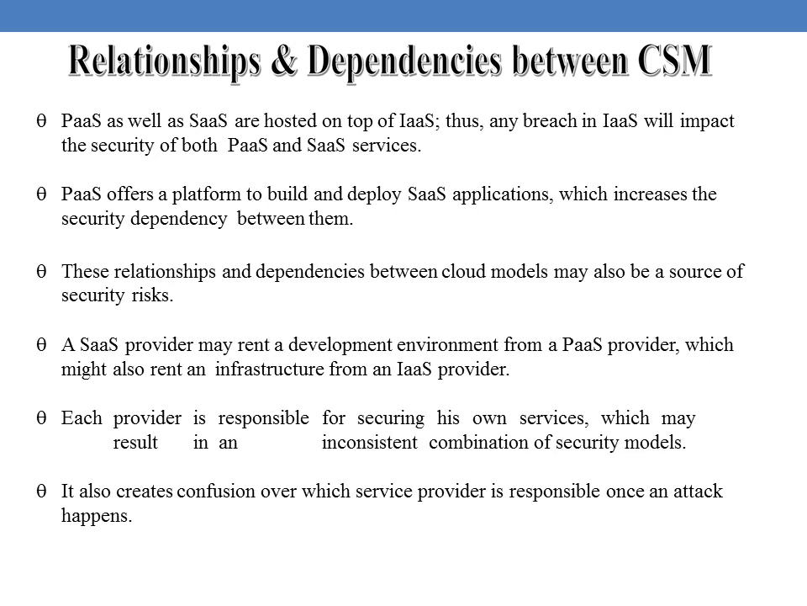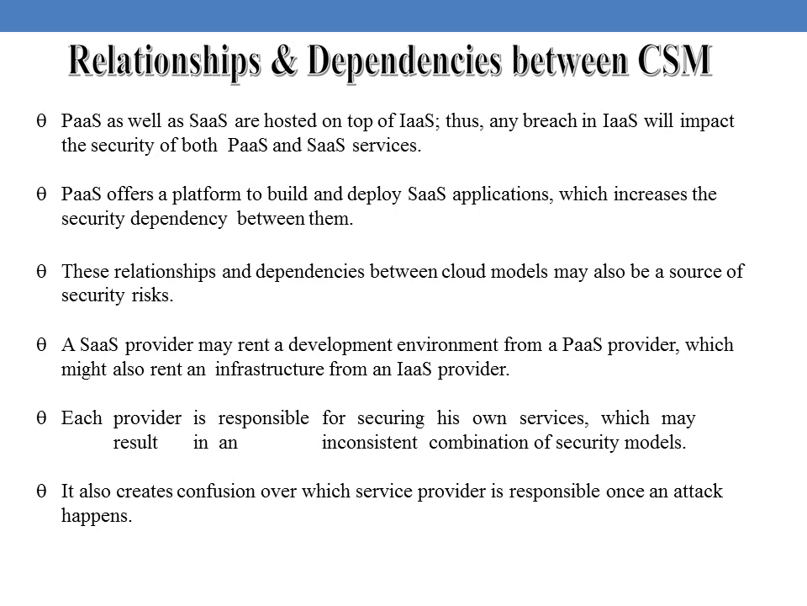Relationship and dependency between cloud service models. PaaS as well as SaaS are hosted on top of IaaS. Thus any breach in IaaS will impact the security of both PaaS and SaaS services. PaaS offers a platform to build and deploy SaaS applications, which increases the security dependency between them. These relationships and dependencies between cloud models may also be a source of security risk.